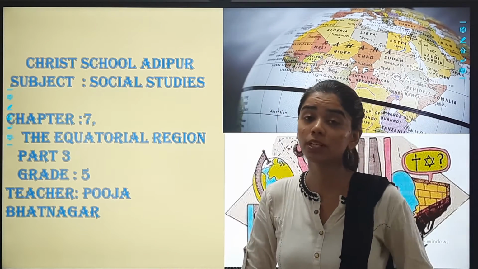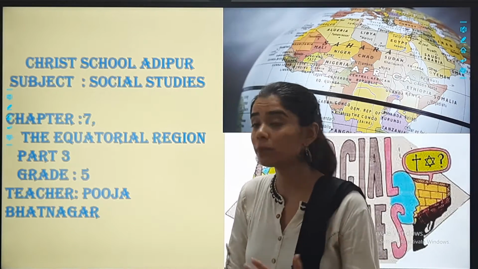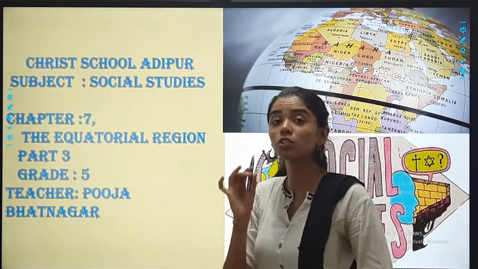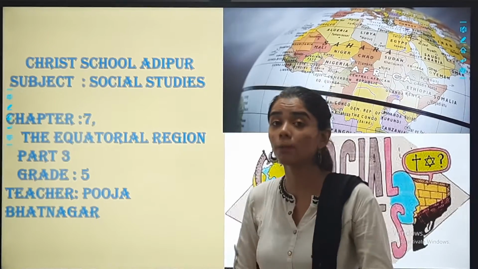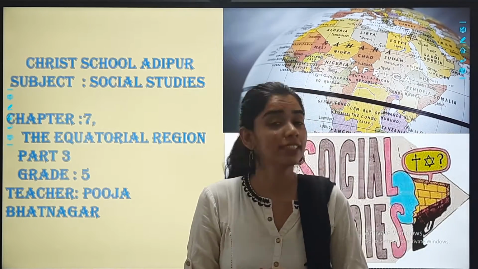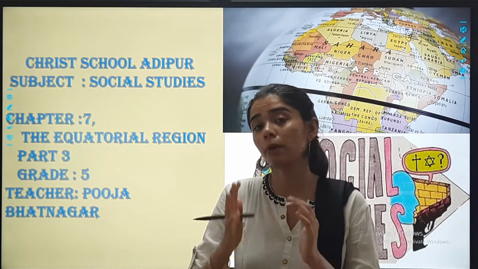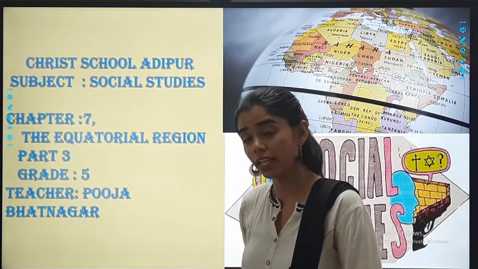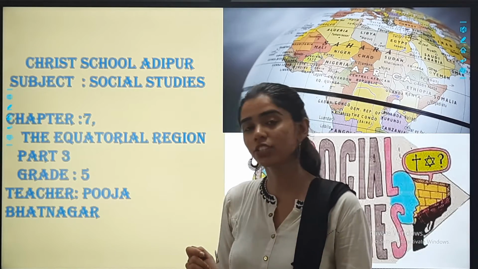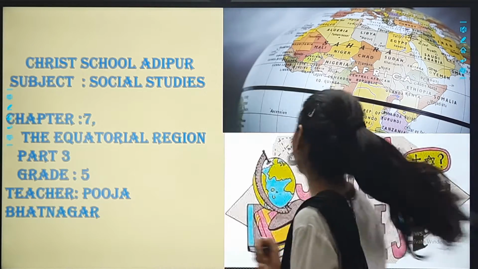And as you remember, we were discussing chapter number 7, that is the equatorial region. In this, we were discussing the country, that is Democratic Republic of Congo. So before starting with the next, first let us revise what we studied.